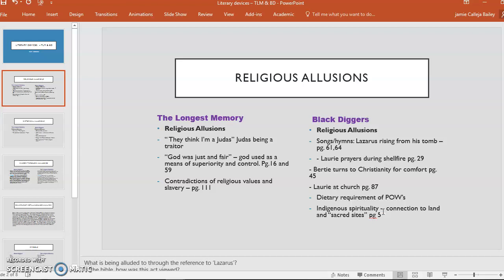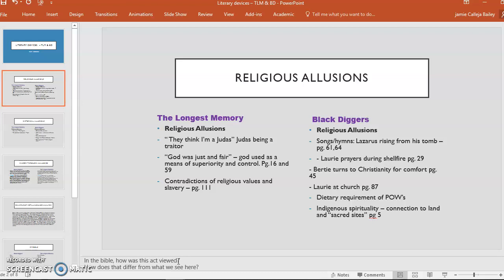Similarly, the narrative uses the metaphor of Lazarus. Okay, so we see this idea of songs and hymns. So Lazarus rising from his tomb in page 61 and 64. Now I ask the question, so what is being alluded to through the reference to Lazarus? In the Bible, how was this act viewed? And how does that differ from what we see here?